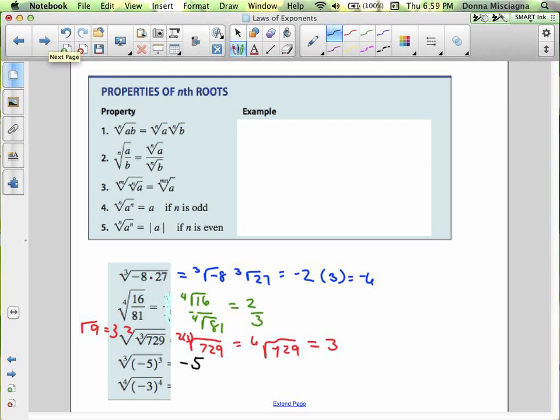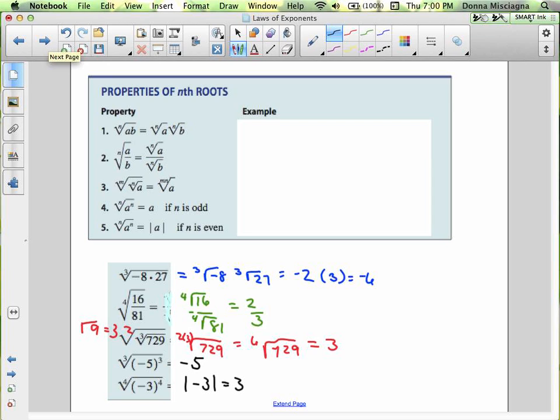If, however, the exponent and radical are even, then it's going to be a positive number, right? Because if I raise negative 3 to the 4th power, I have an even number of negatives, that's going to be a positive. And the 4th root of 81 is positive 3. So it doesn't matter what the sign is, if you have an even exponent, then this is going to be a positive number. So it's going to be the absolute value of negative 3, which is 3.